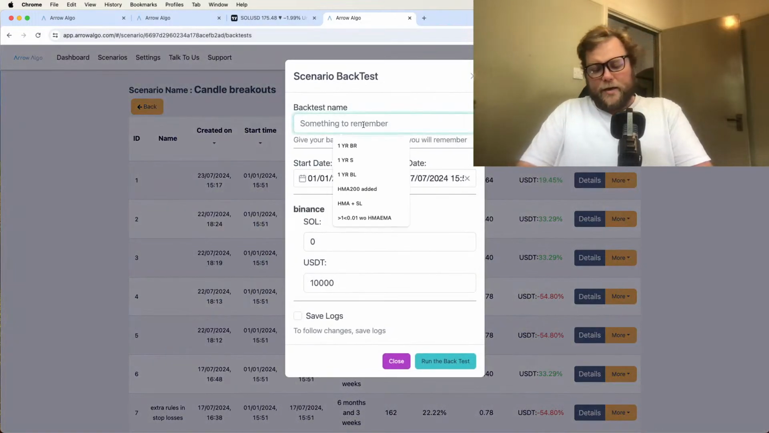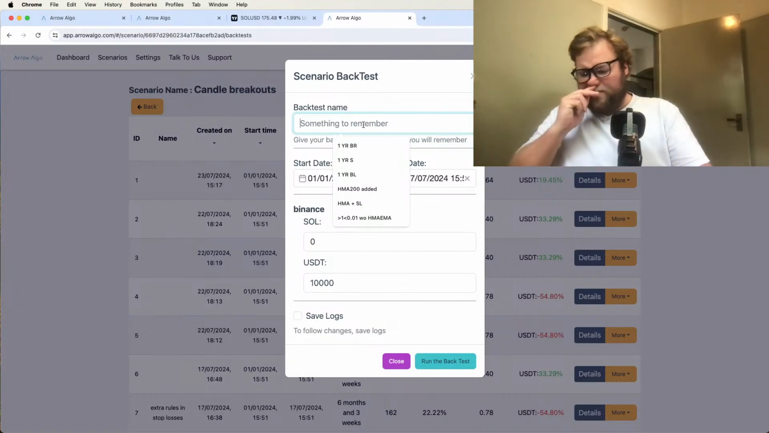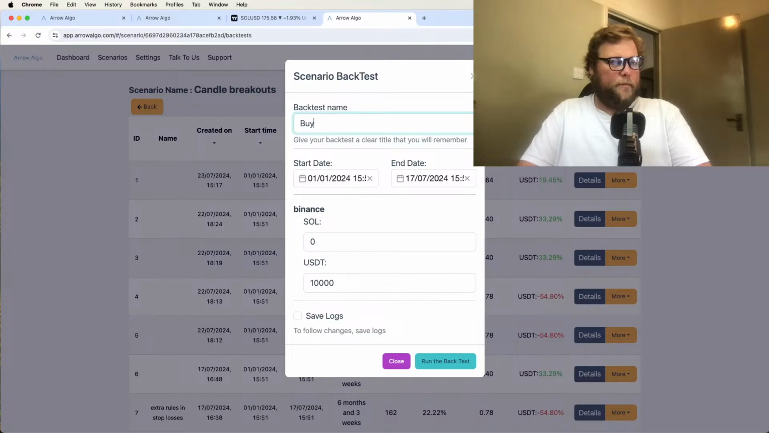So we'll give our backtest a name. We'll say we're now buying at market, and we've got selling on Linreg rate of change, 1 hour.